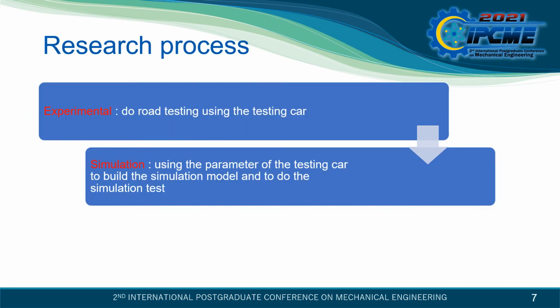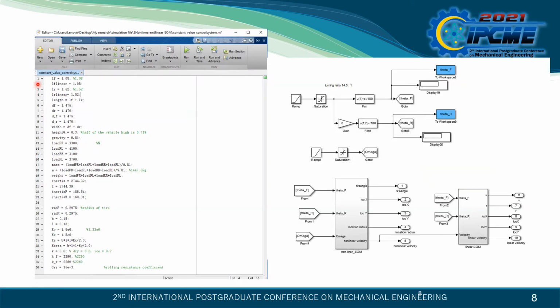The second stage is the simulation, which uses the parameters from the testing car to build the simulation block and do the simulation test. Let's see the left side. This is the constant values for the vehicle, and on the right side is the simulation block. The upper part is theta f, theta r, which is the steering angle. And the lower part is the nonlinear equation of motion and the linear equation of motion.